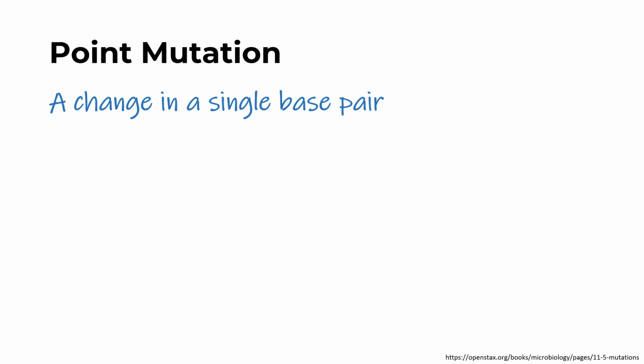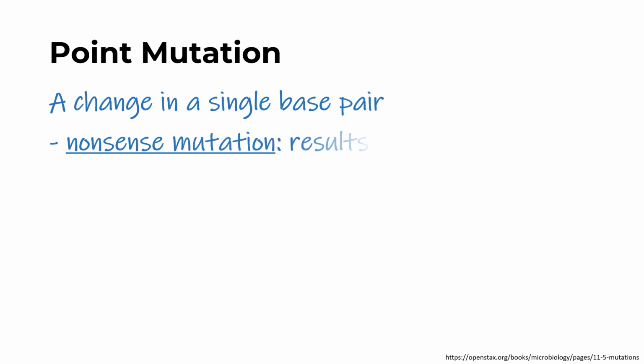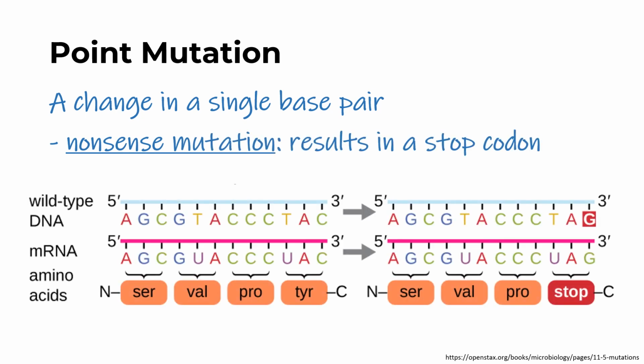Nonsense mutations occur when the change in the DNA sequence results in a premature stop codon. Here, a C is changed to a G. This changes the codon from one that corresponds to tyrosine to a stop codon. Instead of producing a fully functional protein, only a partial protein is made. This is a nonsense mutation.